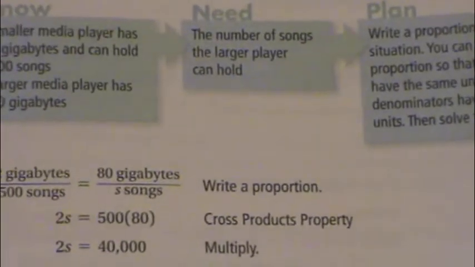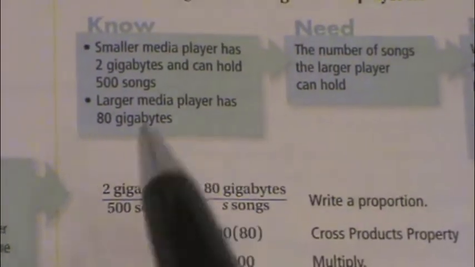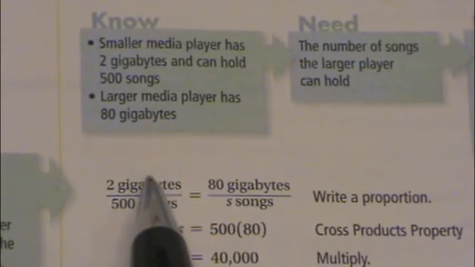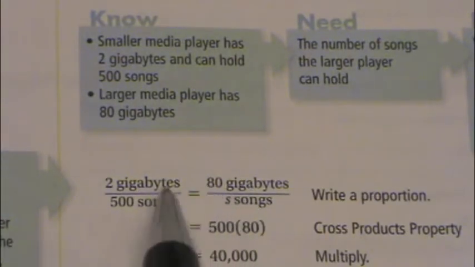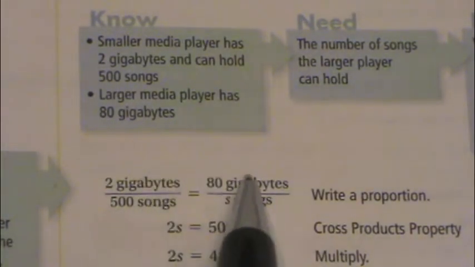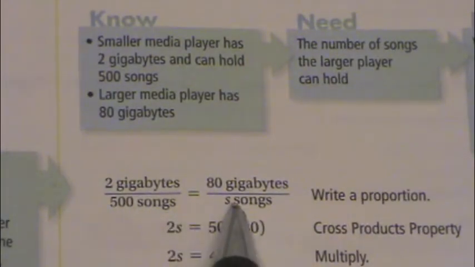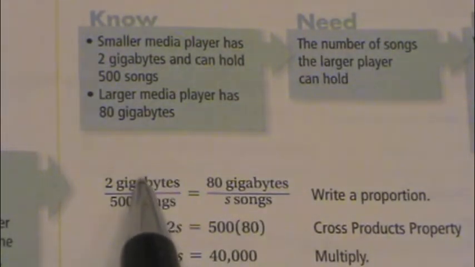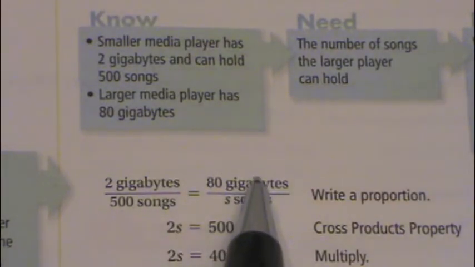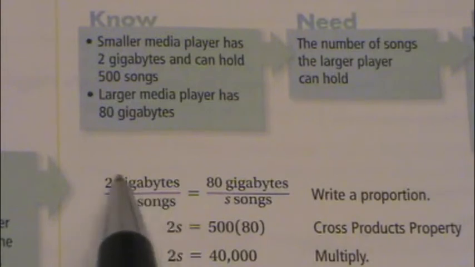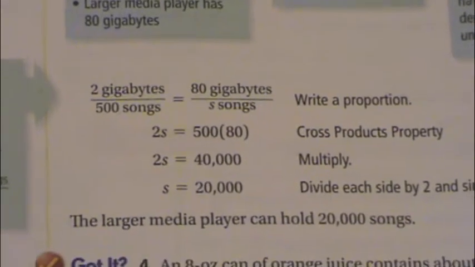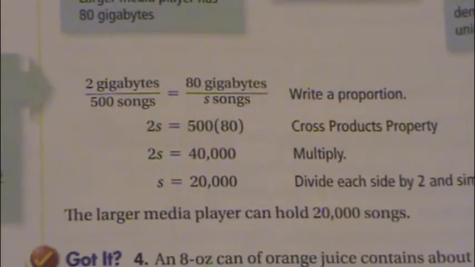There's something very important about the way this proportion is set up. Take a look. Gigs on top, songs on the bottom. Gigs on top, songs on the bottom. What is important is the units stay the same on either fraction. So once you decide to put gigs on top over here, you have to put gigs on top over here. Otherwise, your problem will be wrong. Once you set it up, it's easy. Just cross multiply, 2s equals 500 times 80, and you're done. The bigger iPod can hold 20,000 songs.